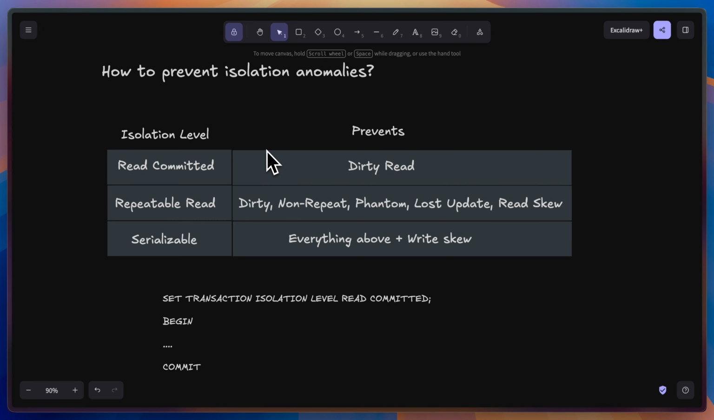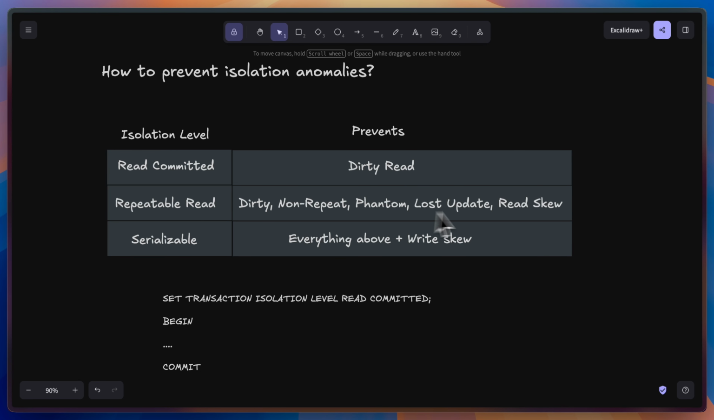Now that we have seen all the isolation anomalies which occur when multiple transactions run concurrently, let's try to understand how we prevent them. So as an engineer, you don't have to write any code. You just have to select one of these isolation levels. For example, if I select read committed isolation level, then the database will prevent the dirty read problem. You would never face the dirty read problem if you select read committed isolation level. Now how to select read committed isolation level? It's very simple. Before starting the transaction, you can set the transaction isolation level as read committed.